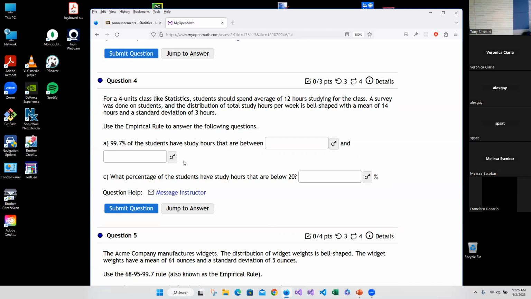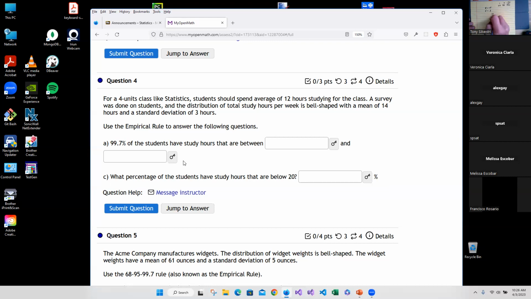Anyway, let's jot down some rules. The average would be 14, so my mu is 14. That's my average. And my sigma, standard deviation, is 3 hours. 99.7% of the students have studied between which values? 68, 95, and 99.7 is 1, 2, 3 standard deviations. 99.7 means I have to deal with the 3 standard deviation number.